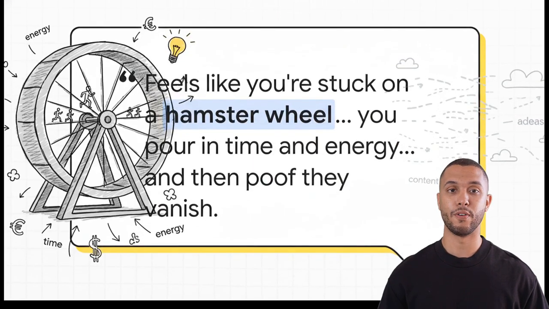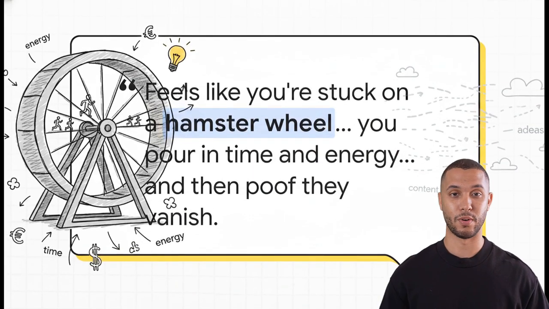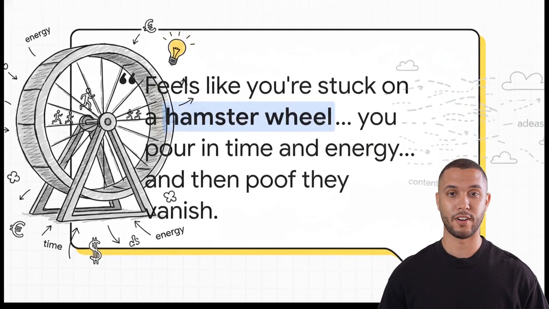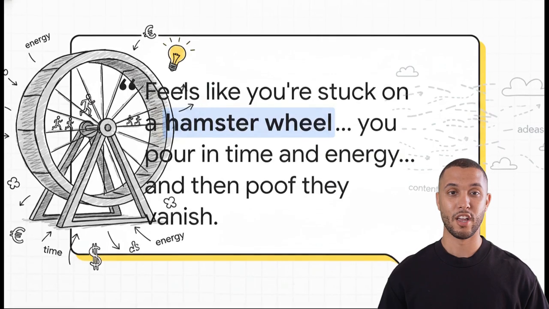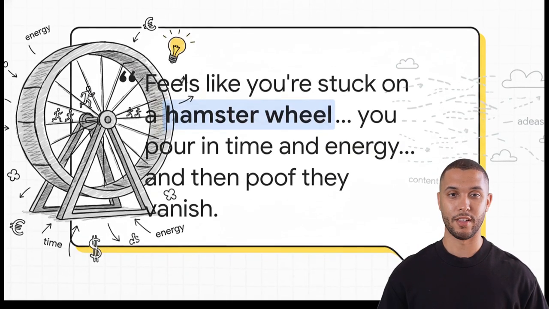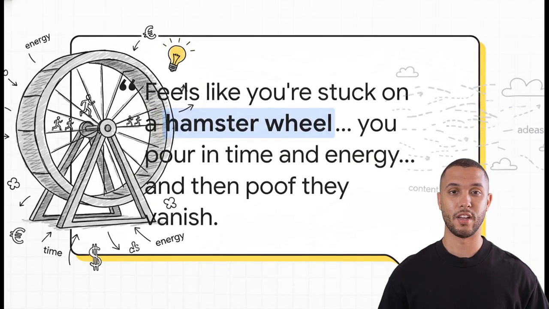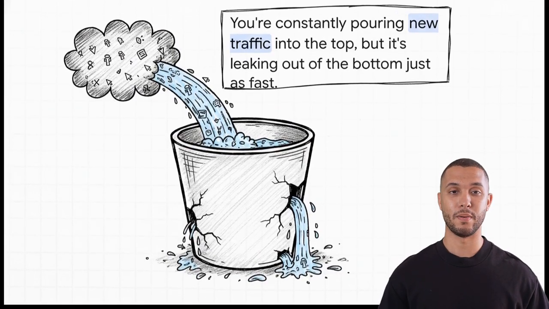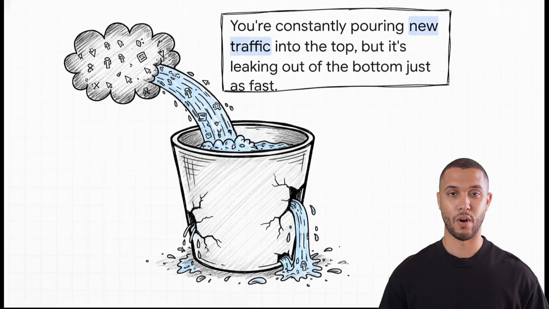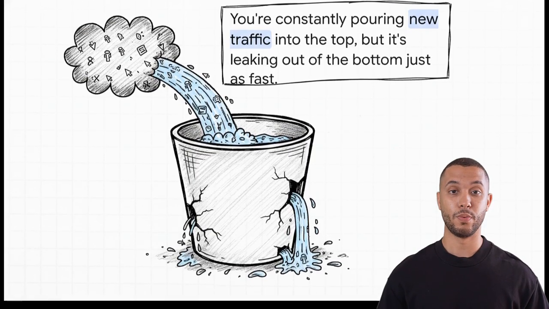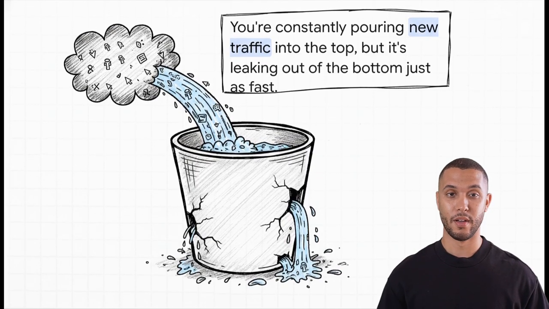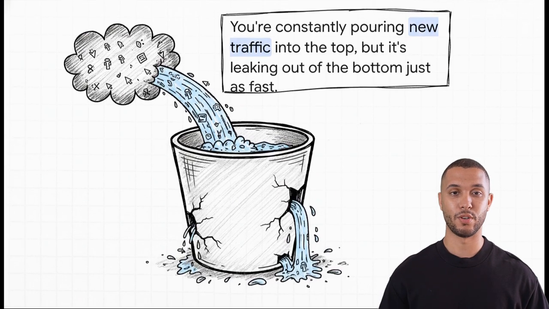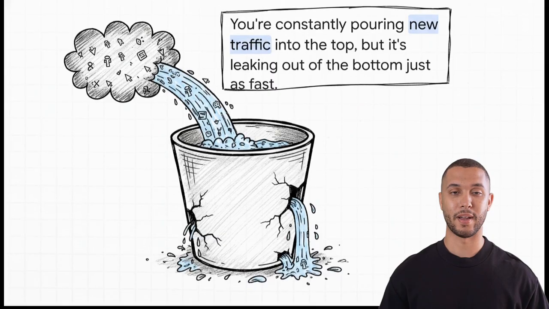And this is exactly what it feels like. You are stuck on a hamster wheel. You're pouring all this time and energy and maybe even money into your content and your ads. And for just a split second, you think, hey, this is working. And then they're gone without a single trace. It's incredibly frustrating. Well, there's a name for this. It's the classic leaky bucket problem. You're working so hard building new traffic, new potential customers into the top of the bucket, but it's just leaking out of holes in the bottom just as fast as you can fill it. Makes you wonder if anything you're doing is actually making a difference.